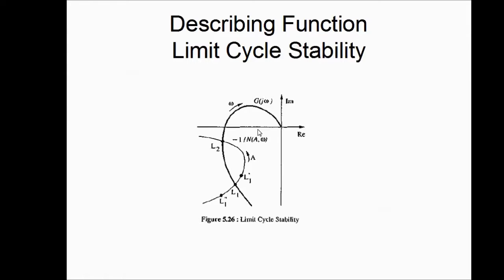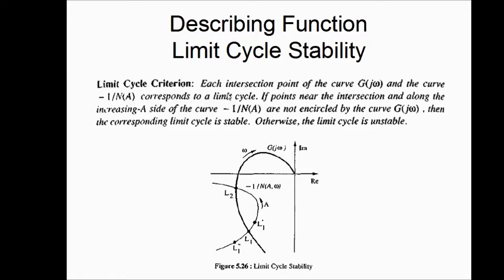So now we look at the stability of the limit cycle. Each intersection point of the curve G(j omega) and the curve -1/N(a) corresponds to a limit cycle. If points near the intersection and along the increasing a side of the curve -1/N are not encircled by the curve G(j omega), then the corresponding limit cycle is stable. Otherwise, the limit cycle is unstable.